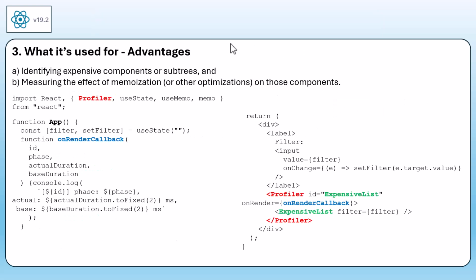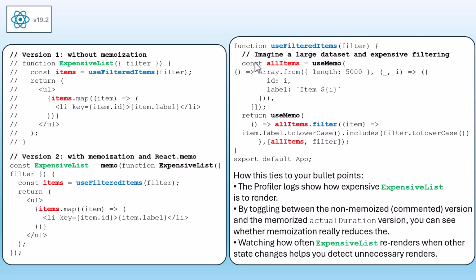3. What it's used for. It allows you to identify which components or subtrees are expensive to render, those parts whose rendering takes the most time or happens very frequently. It helps detect unnecessary renders, situations in which a component re-renders even though its input, props or state, hasn't changed in a meaningful way. Reducing these unnecessary renders can significantly improve performance, especially in large applications.